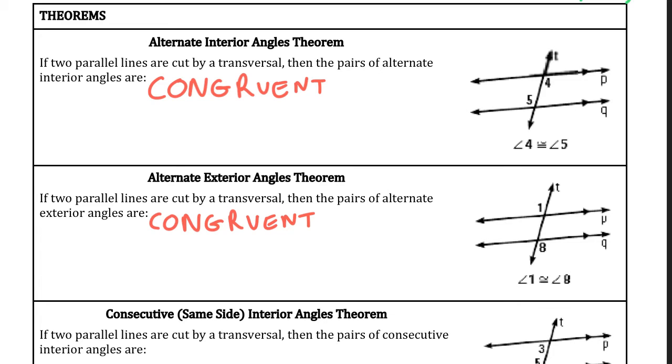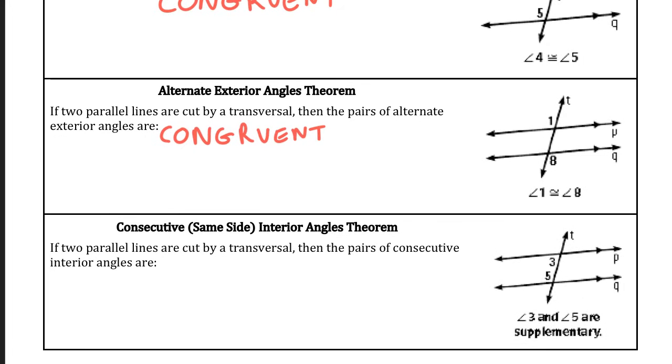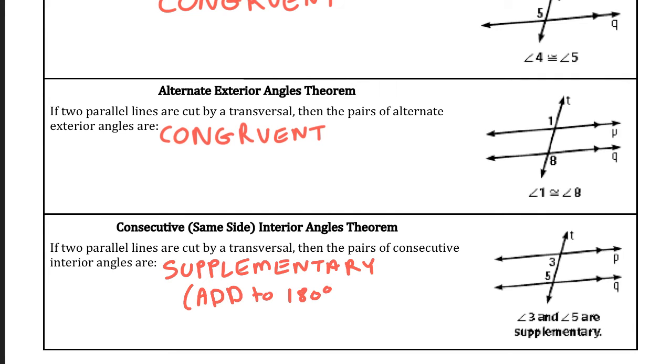And then finally, consecutive or same side interior angles. Those are not always congruent, but those are always supplementary. And that is remembering from before, that definition of supplementary is they add to equal 180 degrees, okay? So this is going to have some implications for finding angles and setting up equations to find angles.